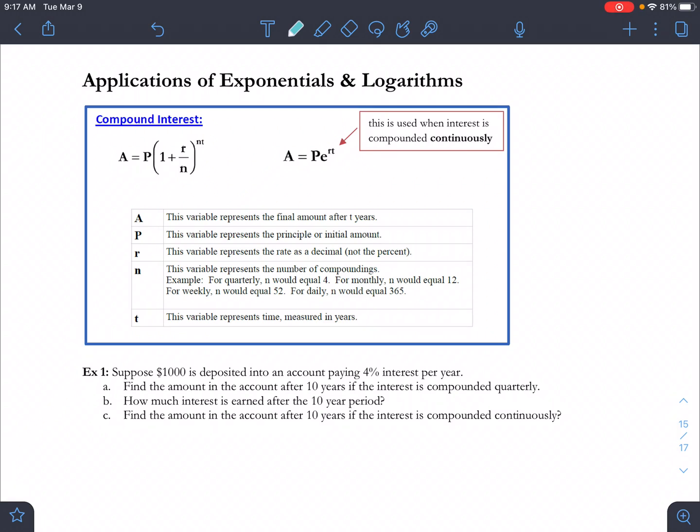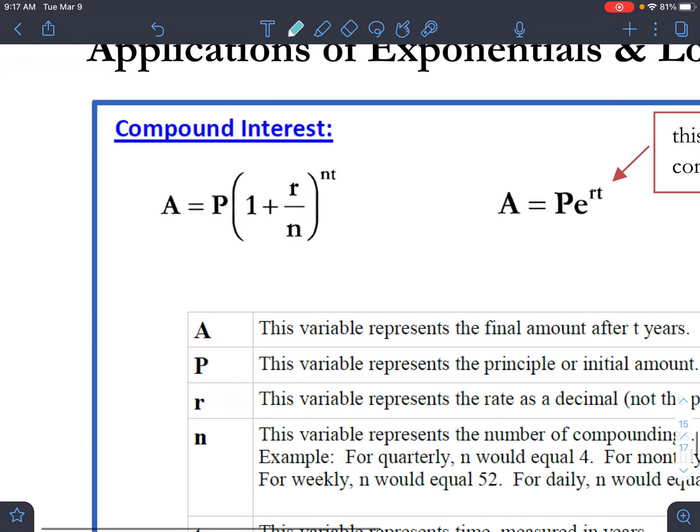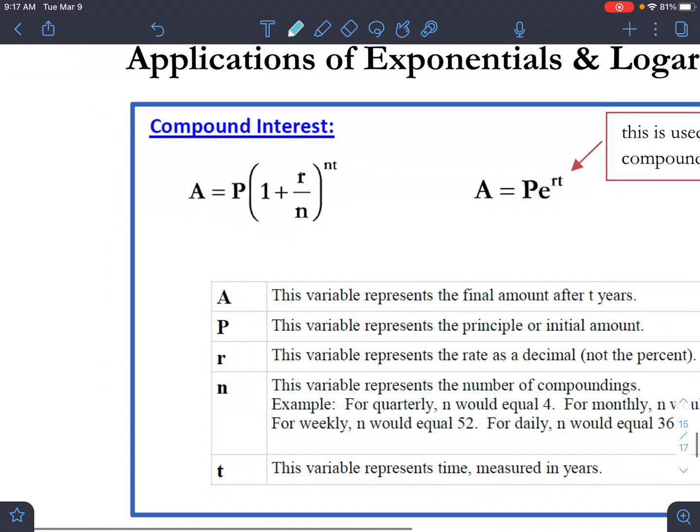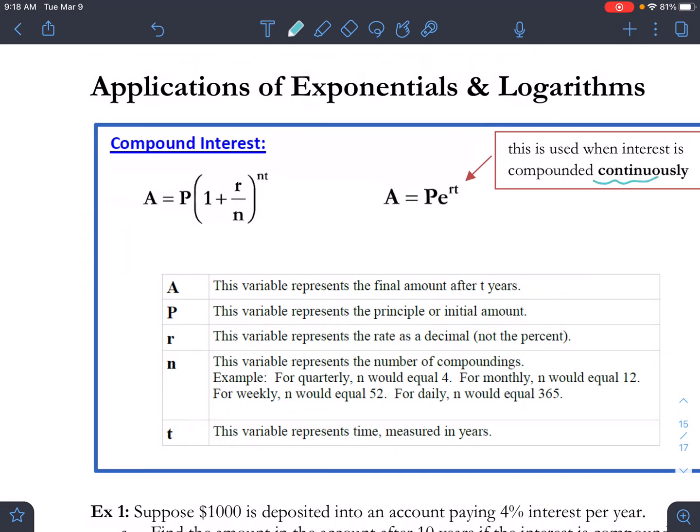Hey everyone, so today we're going to work on applications of exponentials and logs, aka word problems, your fave. So let's get started with two major formulas we're going to need. We've got A equals P times (1 plus r over n) to the nt, and then A equals P times e, this is the number e, 2.718, etc., to the rt. This is used when we're compounding continuously.